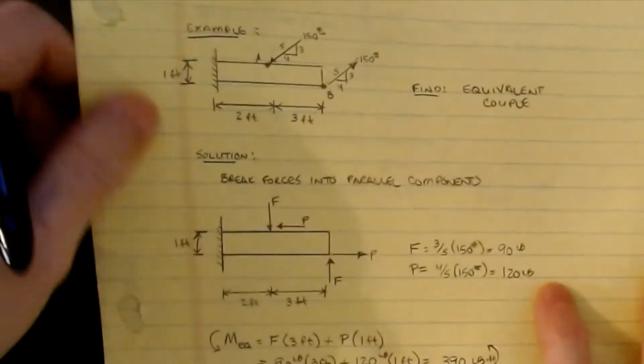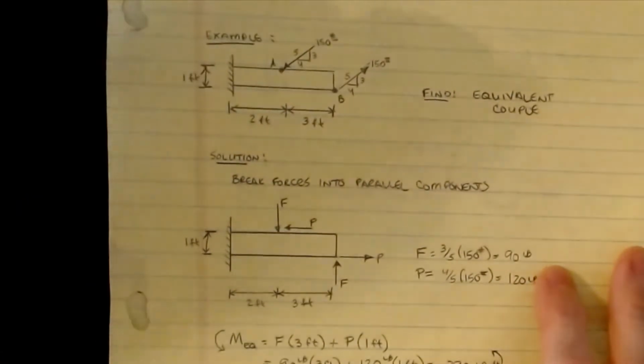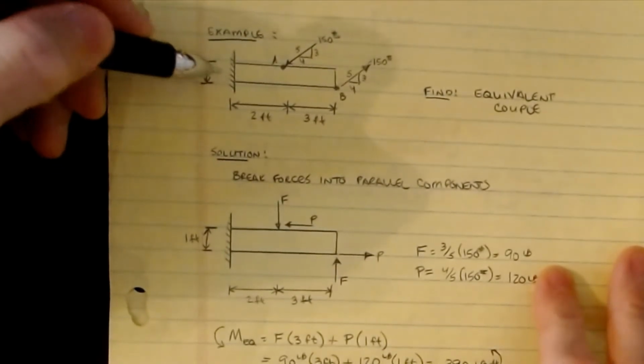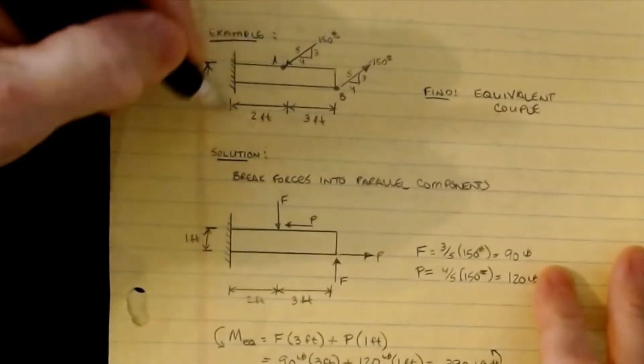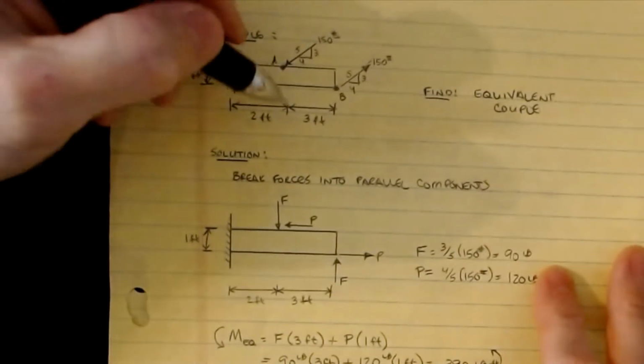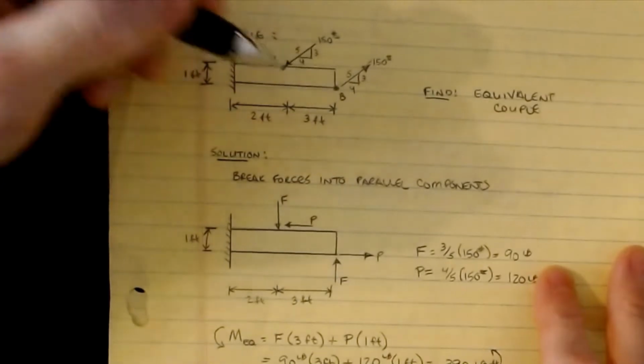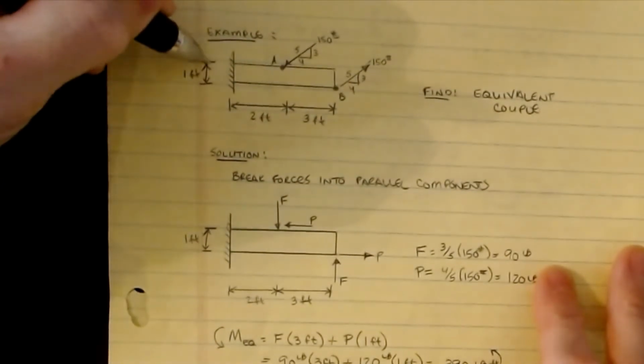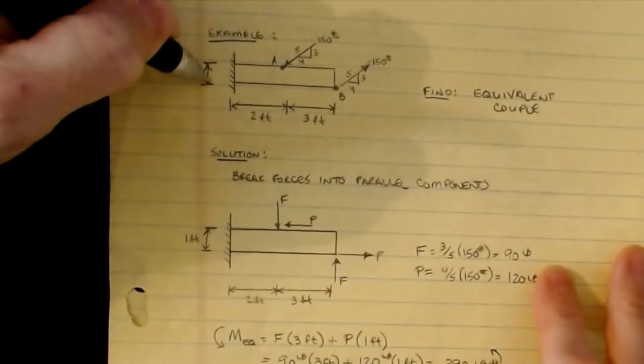Oh, no, I apologize. Got one more. So what do you do on this one? It's still a cantilever beam. And so now I have a force acting at A, which is located at 2 feet from the wall, and then a force acting at B, which is located at 5 feet from the wall, and then it's 1 foot between A and B vertically.